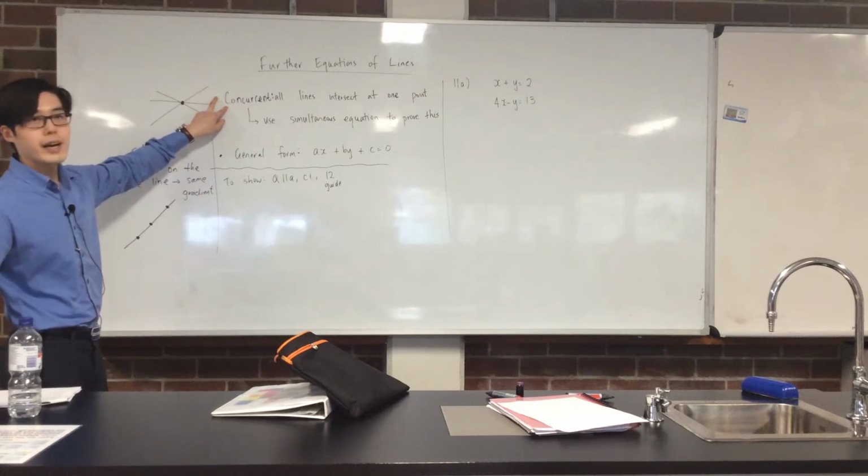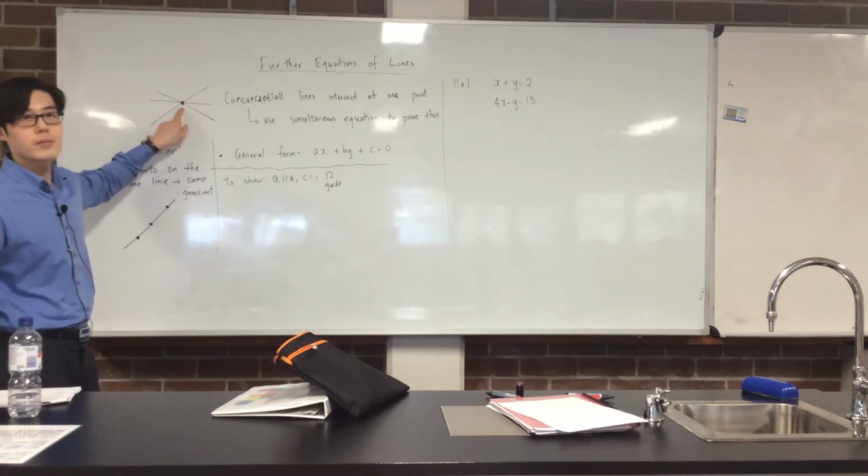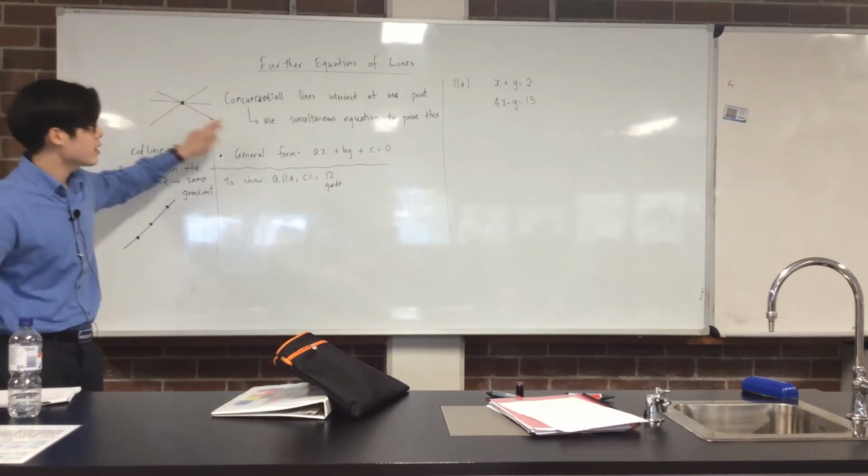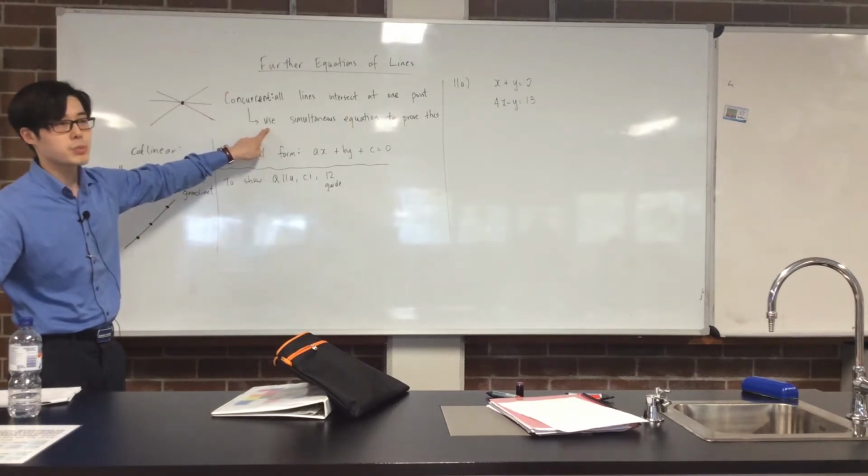Alright, girls, concurrent means all lines meet at the same point. Okay? That's the first question we're going to do. In order to prove that lines meet at the same coordinate, we've got to use simultaneous equations to prove this, which we learned last term or last year.